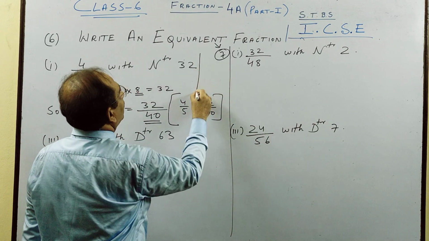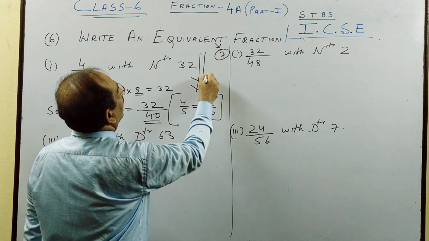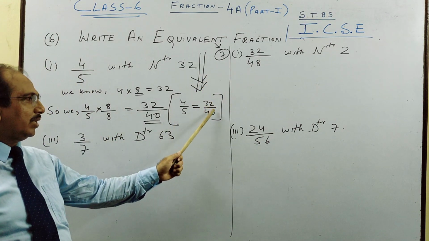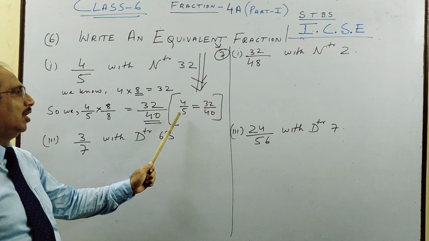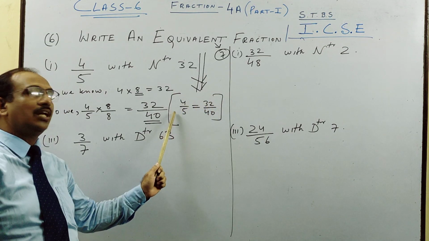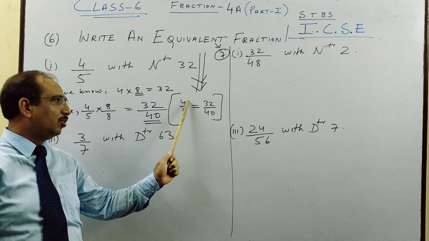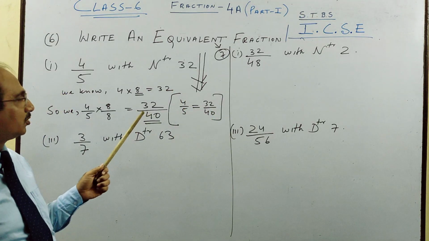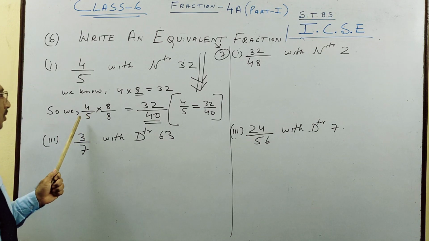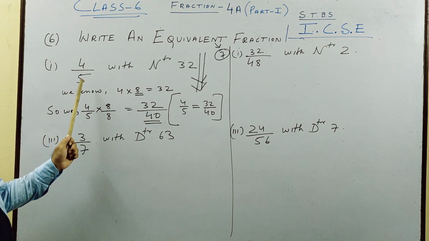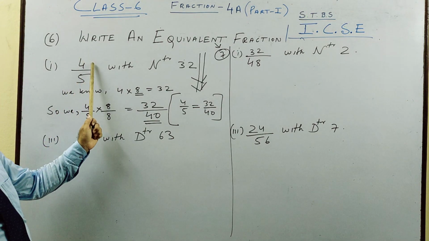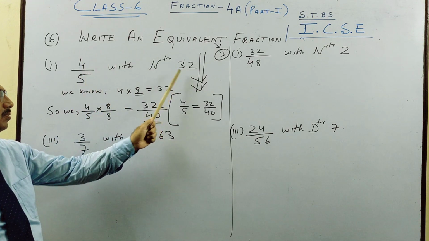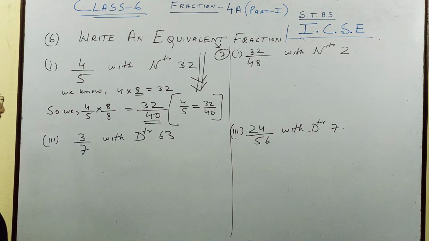So this is the meaning of equivalent. On this side, if you cancel, you will get 4 by 5. So equivalent fractions are like this. This 4 by 5 is equal to 32 by 40. The previous sums we were also doing like that. So we see what you will multiply 4 with to get 32. 8, multiply the denominator also.